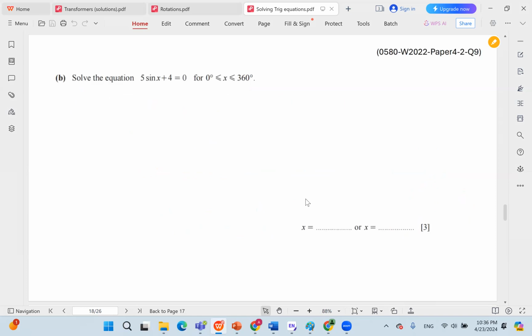Here we have 5 sine x plus 4. So first we take the 4 to the other side. We get 5 sine x equals negative 4. We divide by 5, so sine x equals negative 4/5. So we attempt shift sine positive 4/5. So shift sine positive 4/5 gives us 53.13.